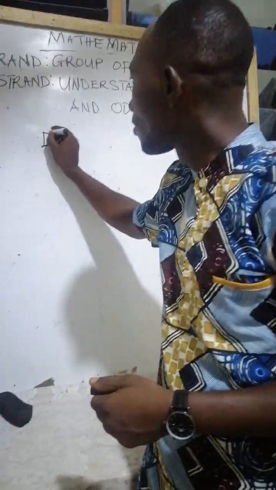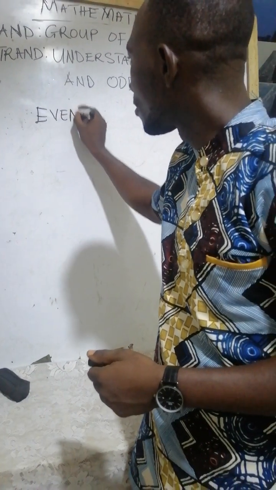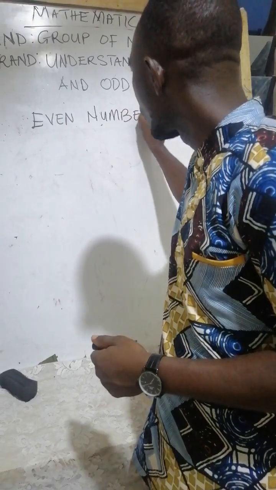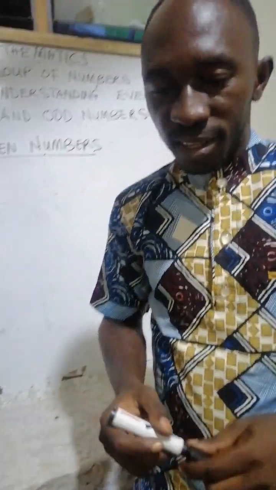So let's look at even numbers. Even numbers are numbers that are divisible by 2, or numbers that can be paired or grouped in twos. Or even numbers are numbers that when 2 divides, the remainder will be 0. So among the first 10 whole numbers, let's see if we can identify any of these numbers that we're talking about.